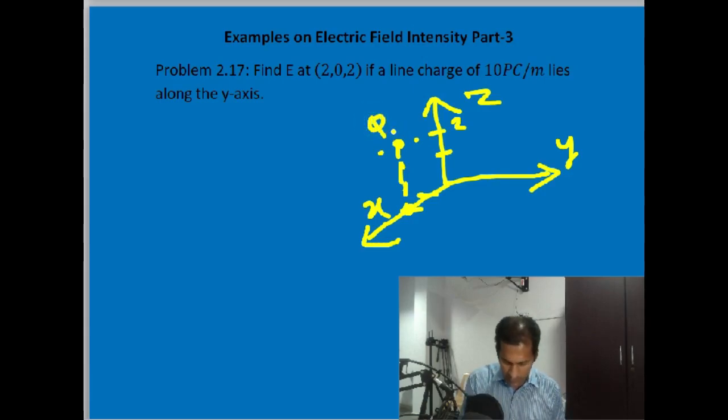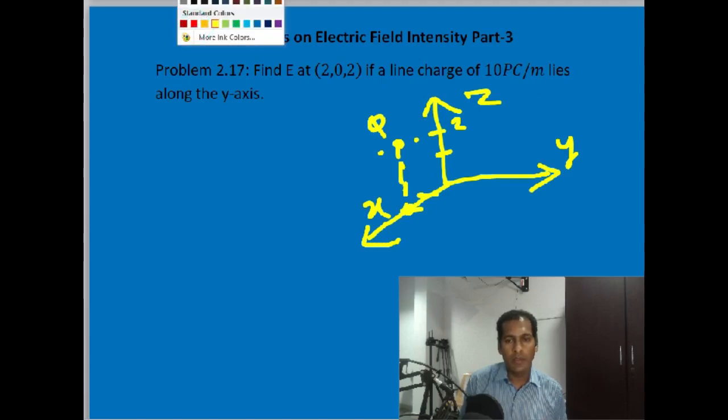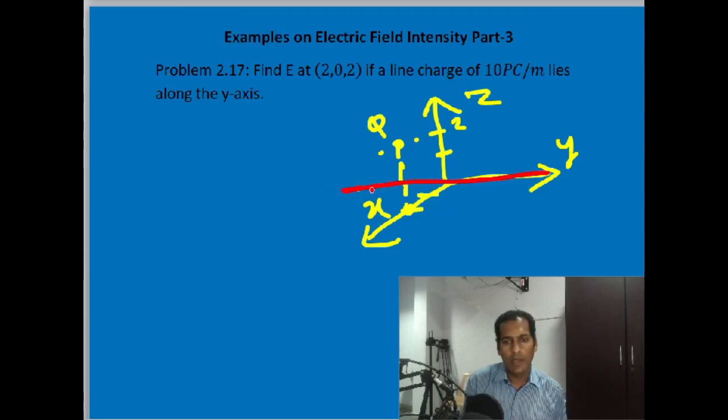There we have to find out the electric field intensity because of some line charge which is lying on the y-axis. That means the line, or the conductor. Here the conductor is lying on the y-axis. So we will draw one conductor lying on this y-axis. Say it has some rho L. From here it applies some electric field intensity on this charge Q.